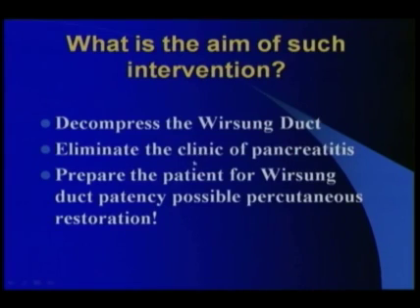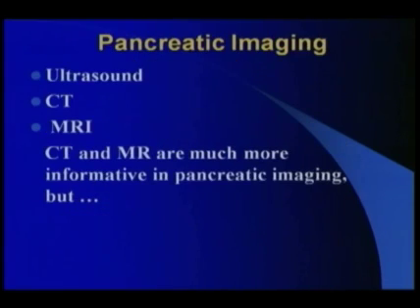What is the aim of such intervention? I mean intervention on the Wirsung duct. First of all, we decompress the Wirsung duct by performing such an intervention. We can eliminate the clinic of pancreatitis. We prepare the patient for possible percutaneous restoration of Wirsung duct patency. So we can plan the restoration of Wirsung duct patency, which might be performed percutaneously.